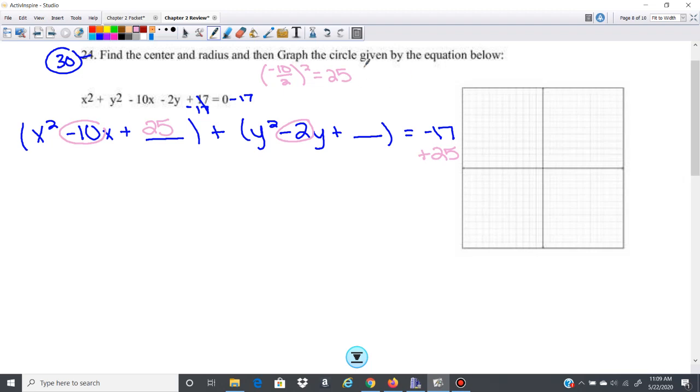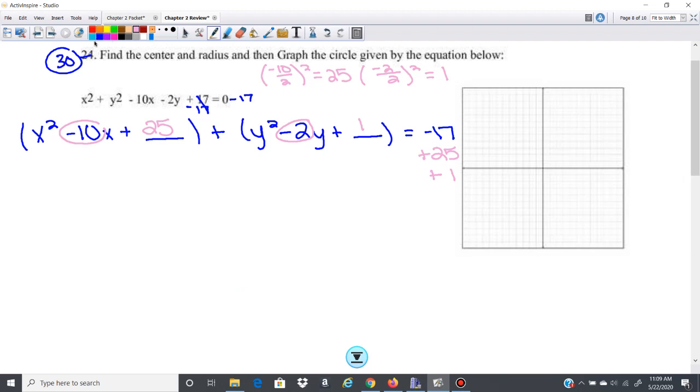Okay, negative 2 over 2 squared. That's going to be a negative 1 squared, which is going to give you positive 1. Okay, so this will be a 1 and plus 1 here.